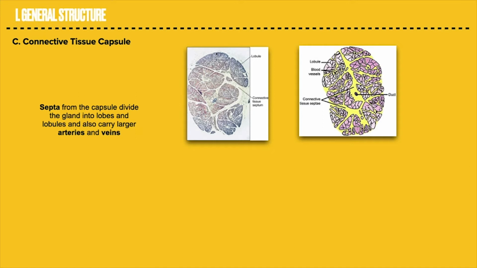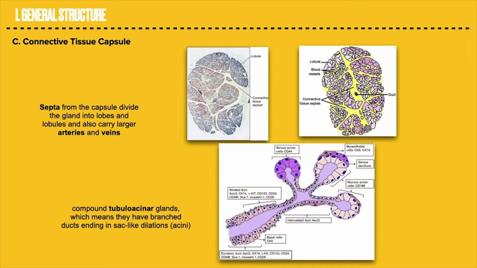The salivary glands are compound tubulo-acinar glands, which means they have branched ducts ending in sac-like dilations, acini, where the secretory cells are located. The secretory unit of the salivary gland consists of an acinus, intercalated duct, striated duct, and excretory duct.